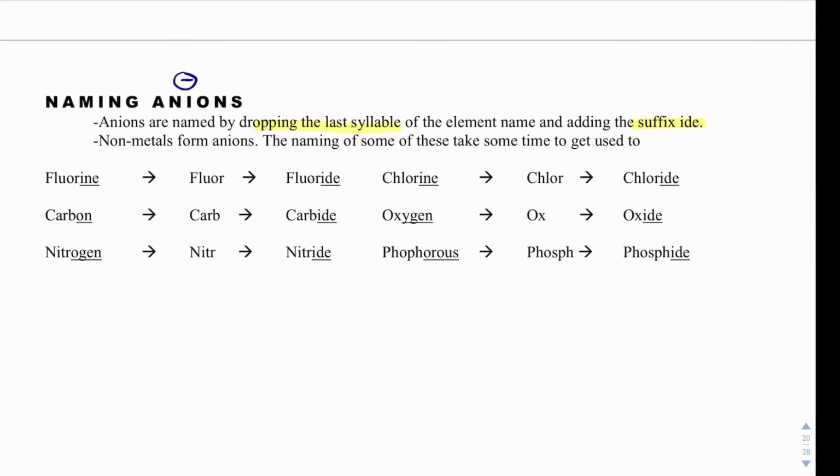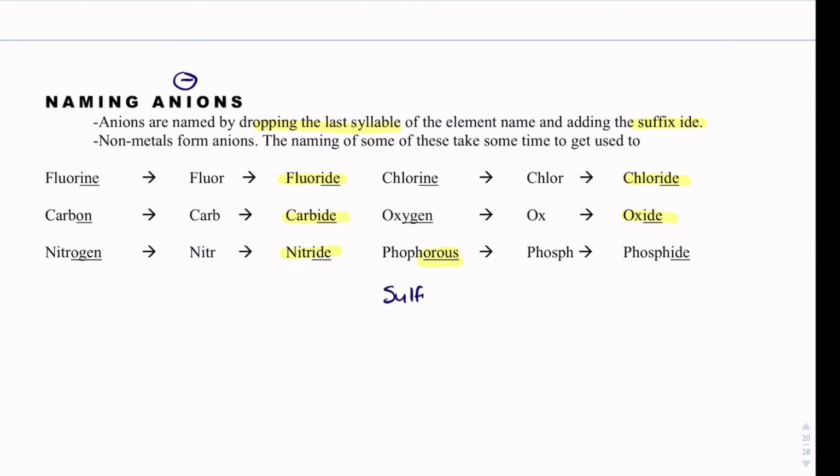So, for example, fluorine goes to fluoride. Chlorine goes to chloride. Chances are you've heard of both of those before. But carbon, you drop the last syllable and it actually goes to carbide. Oxygen goes to oxide. Nitrogen goes to nitride. Phosphorus is a little bit weird. We actually drop the last two syllables on phosphorus. It's kind of an exception. And phosphorus goes to phosphide.